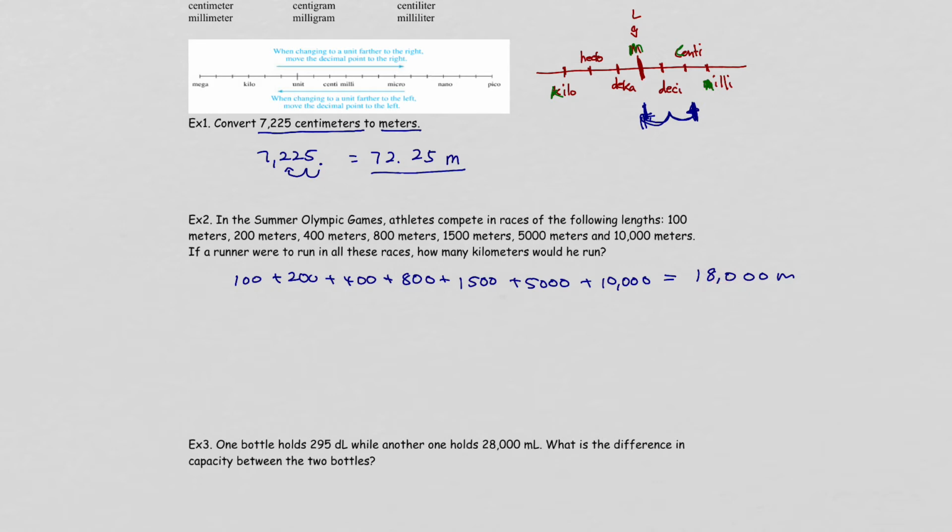That will give you 18. So you will say this is equal to, because you're moving 3 times, 18 kilometers. Of course, the kilometer is a bigger unit than the meter, the base unit. So this shows that it makes sense: going from a smaller unit to a bigger unit, the number becomes smaller.